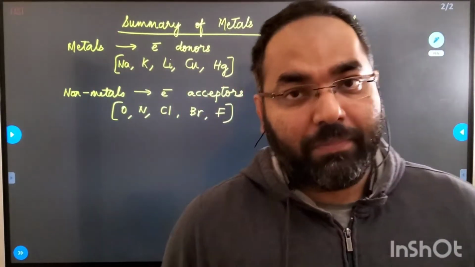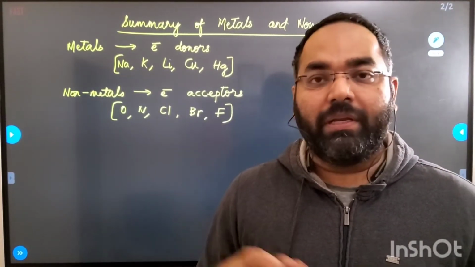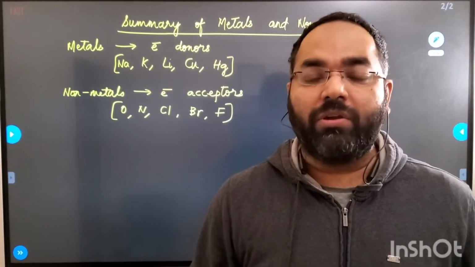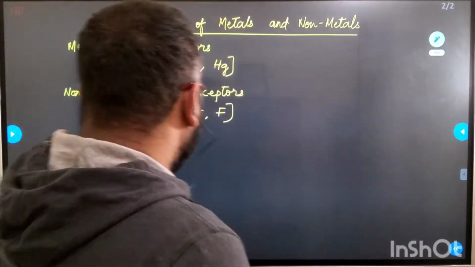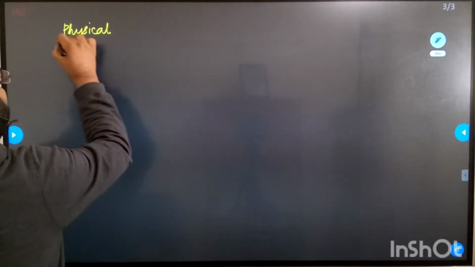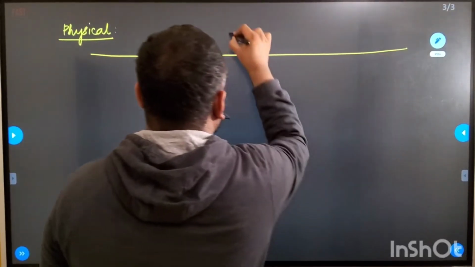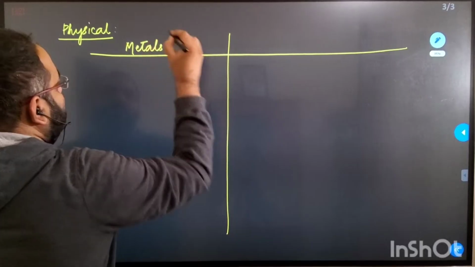In the first part of the chapter, we shall talk about their physical properties, mostly around their luster, malleability, ductility, tensile strength, sonority, and all of that. And then we'll move into their chemical properties. So to start with, let us try and understand what their physical properties are going to look like. So I'm just going to divide the board into two parts so that we could discuss metals and non-metals together.